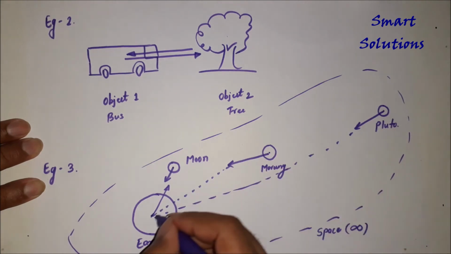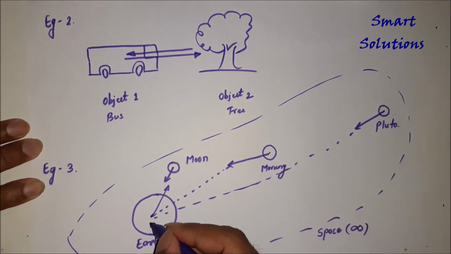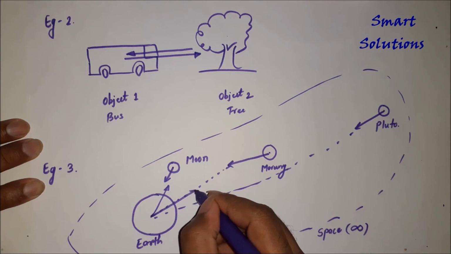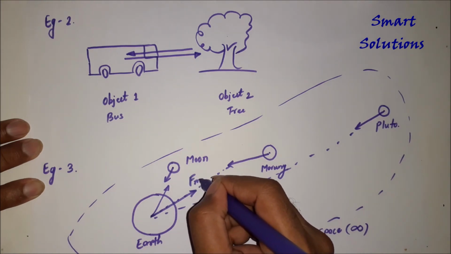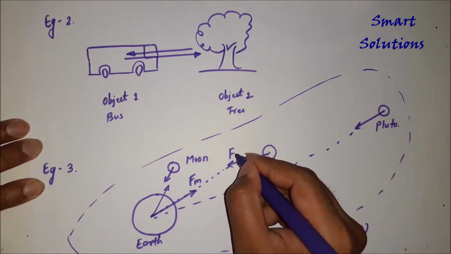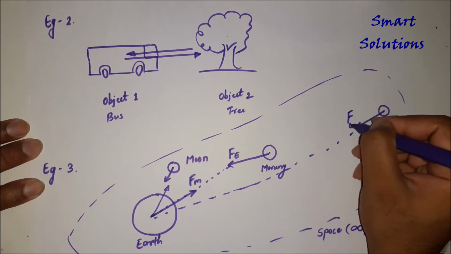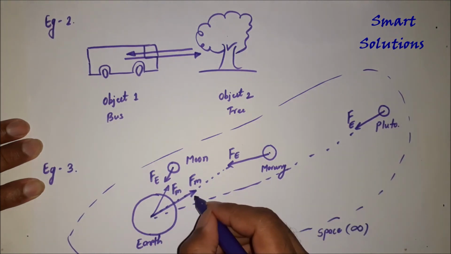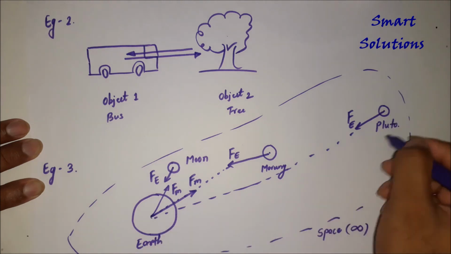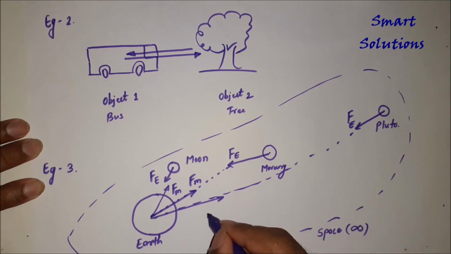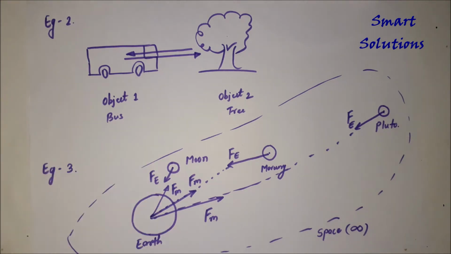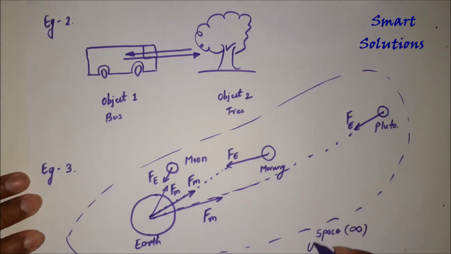Earth is trying to pull this Mercury towards itself, but this Mercury will also try to pull this Earth towards itself. So let us draw this: let me call this the force due to Mercury. This is force due to Earth. This is also force due to Earth. This is also force due to Earth. This is force due to Moon. And this was due to Mercury. Now there is also a force due to Pluto that will try to pull this Earth towards the center of Pluto. So in this example, what we have considered is that if there are any two objects in the universe, this is our space, also called the universe.